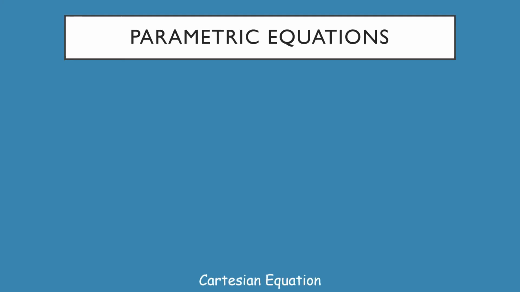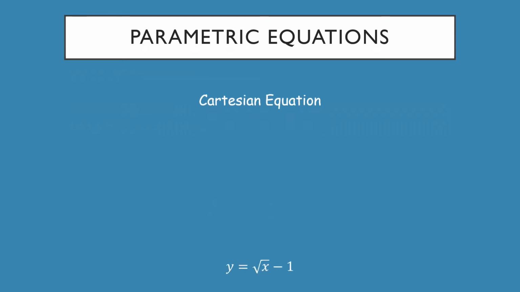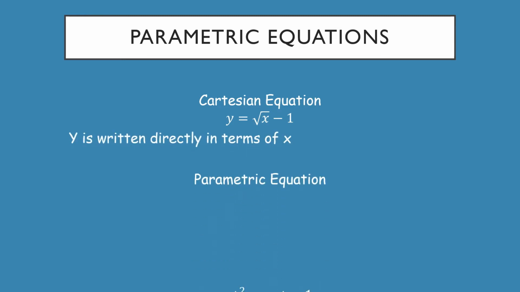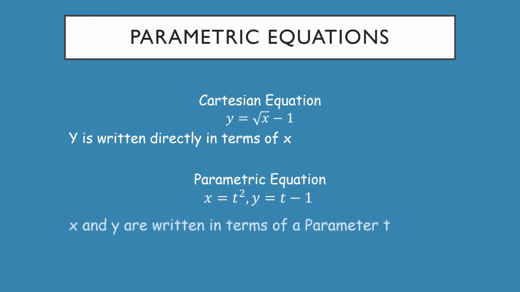For example, y equal to the square root of x minus 1 is a Cartesian equation, as y is written directly in terms of x. X equal t squared and y equal t minus 1: both x and y are written in terms of a third variable, and this is known as a parametric equation.